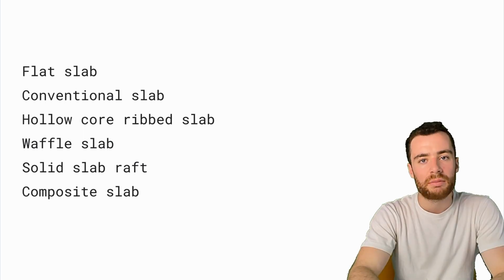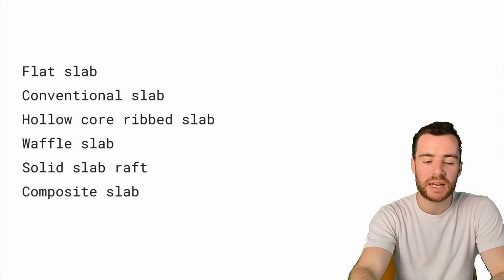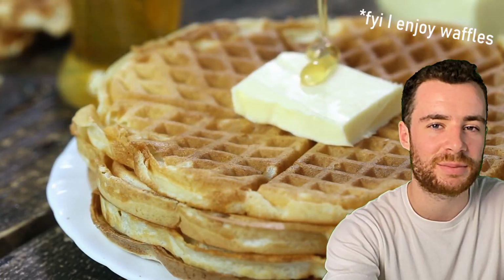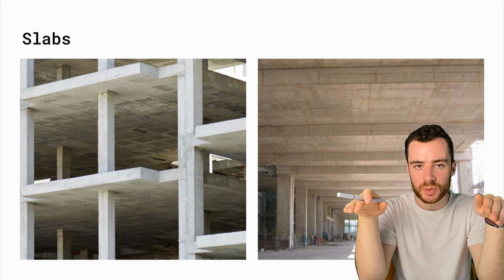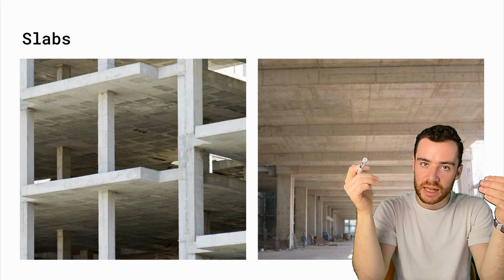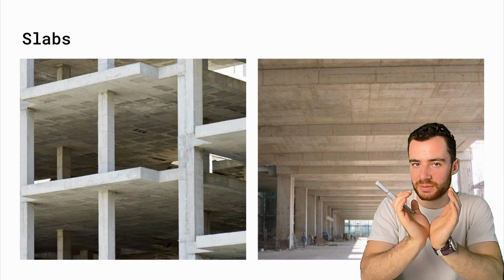For slabs, we'll be looking at some of the various slabs, such as flat slabs, conventional slabs, waffle slabs. A flat slab is pretty simple. It's a slab that doesn't have any reinforcement with beams, and a conventional slab is a slab that looks very similar, but it is held up by beams.